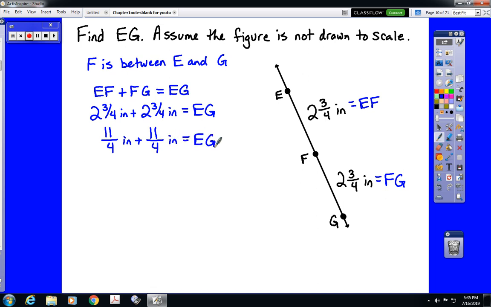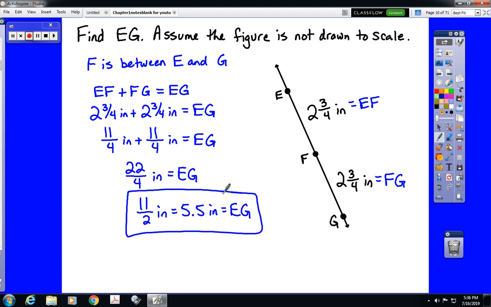And then when I add fractions, I add the numerators. That would be 22/4, which would reduce to 11/2, or 5.5 inches. That is how we carry out one of these. Let's do a couple more examples.